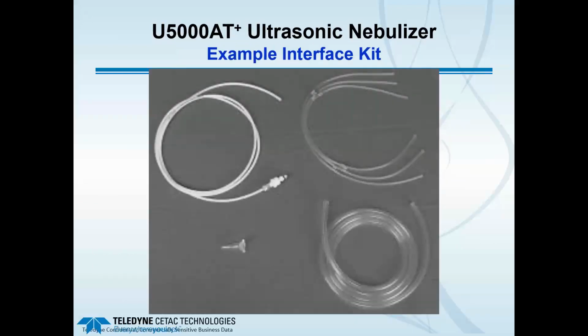Now, I didn't mention the tubing lines to interface the ultrasonic nebulizer to the host ICP, and this is an example of a typical interface kit. There you see a variety of tubing, and in the lower left, there is a small connection piece, and we'll see that in more detail. That's a so-called torch adapter that allows us to adapt the sample outline to the host ICP.